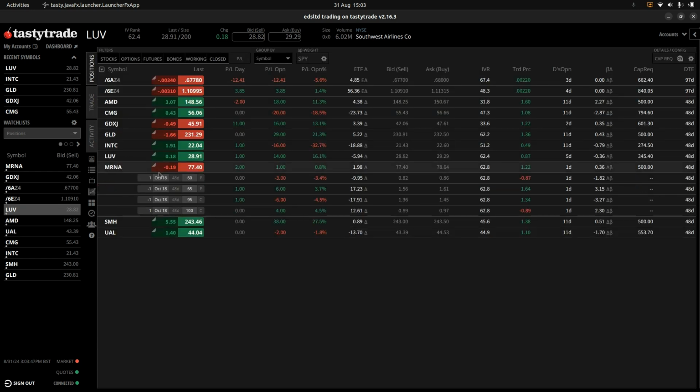Coming to the end of the list, mRNA. This is our latest position that we've put on. We put this on a day ago, and we've got 48 days left till expiration. The IV rank was just too juicy. I couldn't say no to it.